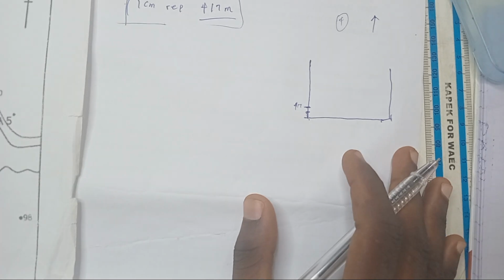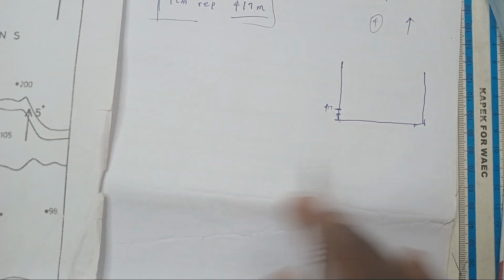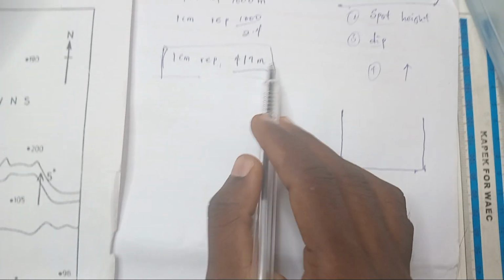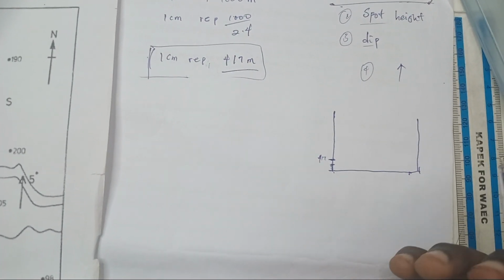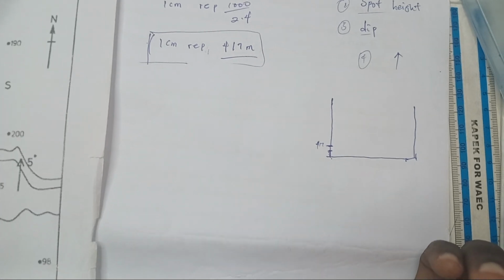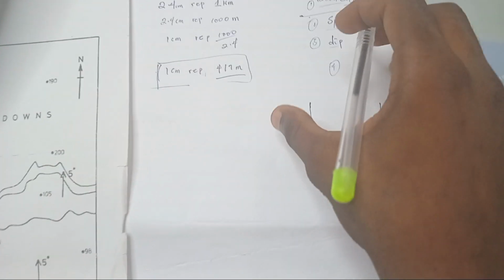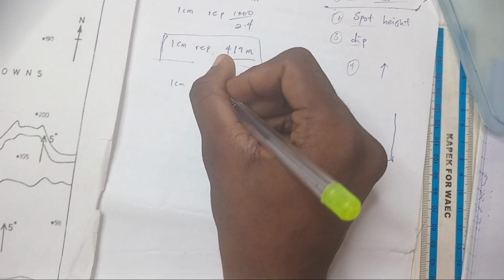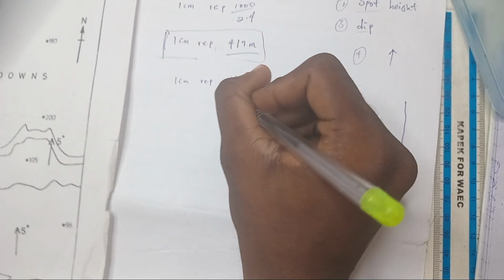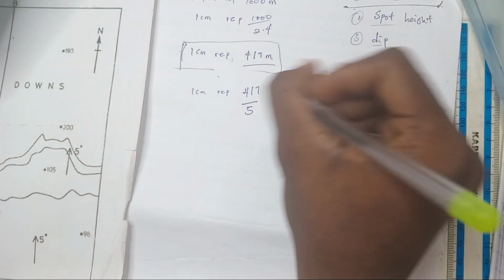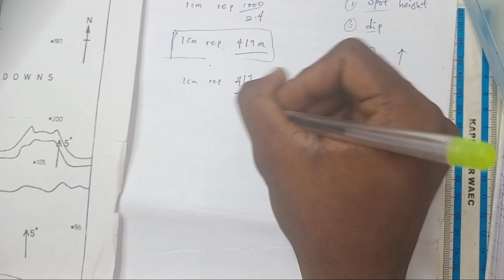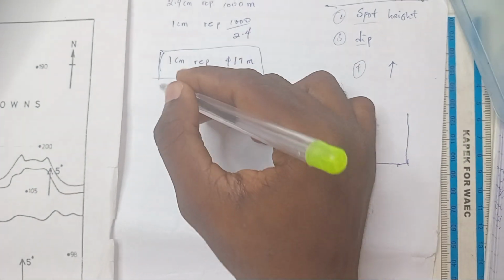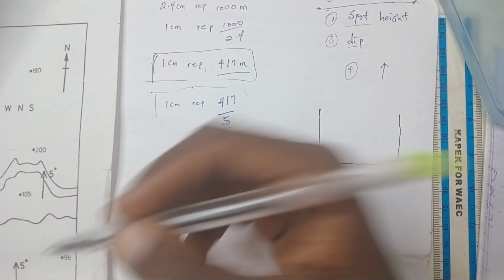If you exaggerate by 5 times, just as an example, so that it becomes enlarged, then 1 centimeter represents 417 divided by 5. Anytime you exaggerate the scale, you divide. Divided by 2 for 2 times exaggeration. This is for scale. Exaggeration for dip angles is different.